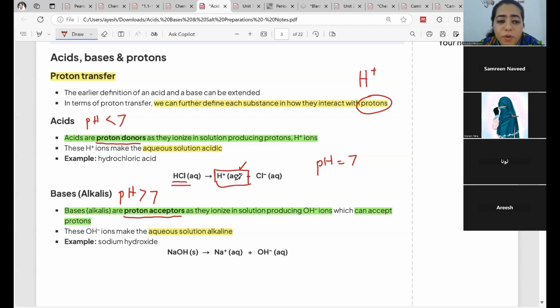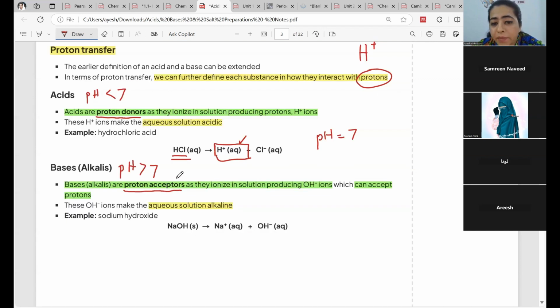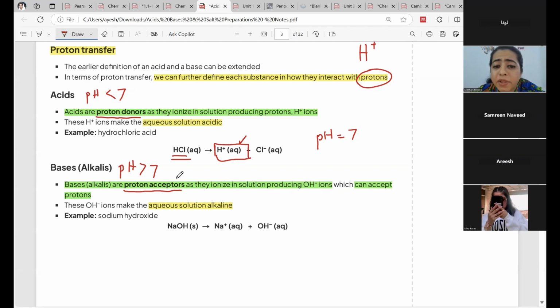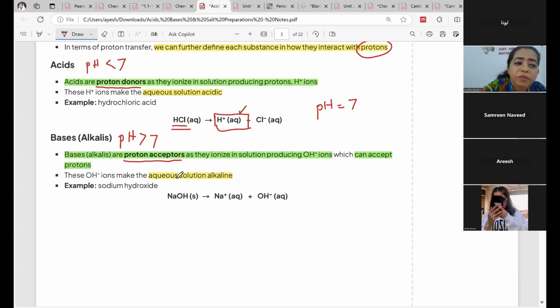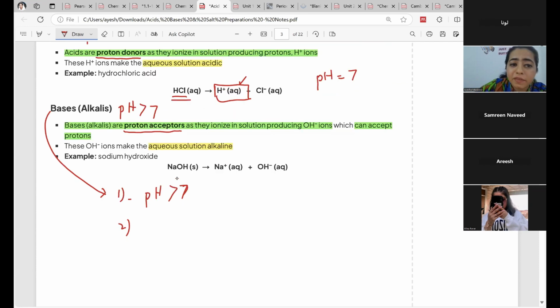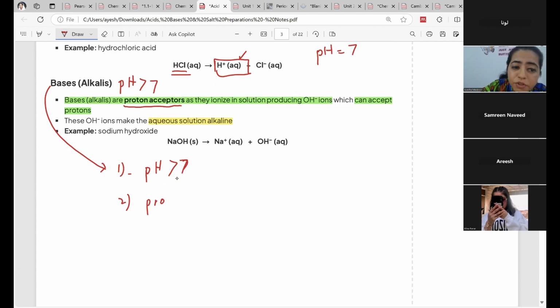In the same way, we can talk about bases or alkali. For the bases and alkali, I will extend this definition a little more. Bases or alkali are those compounds or species that, number one, as we said already, have pH more than 7, right? Number two, they can accept proton. So they are proton or H positive acceptors. There is another definition for them as well, which will be easier for you to identify in a chemical reaction, and that is they can donate hydroxide ion.